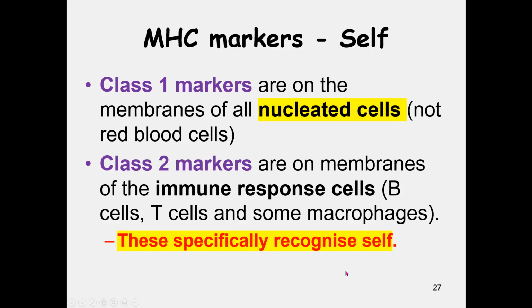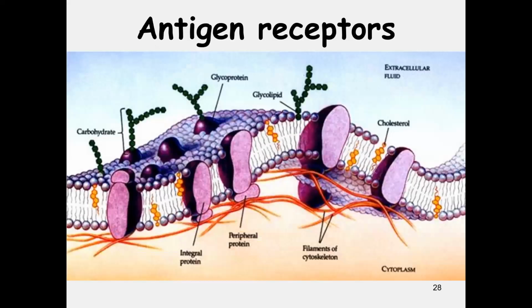That's very, very important. There are people who, when they're born, have problems with these class 2s, and they can get destroyed from within. The immune system just doesn't recognize them. There are treatments that can help them a bit now.